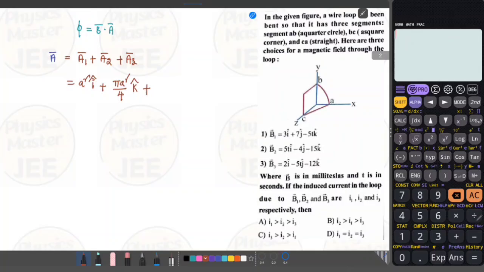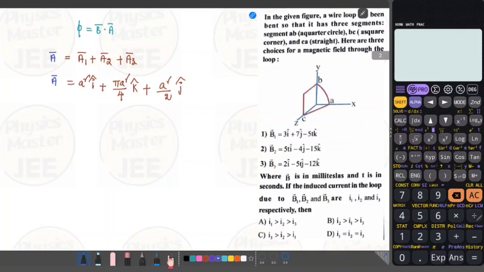So this A3 can be written as, A3 is the area of this triangle, right? That area can be written as half into base into height, which is nothing but A square by 2, and that will be along j cap. So this is the area A bar, the whole area, right? Now you know for the magnetic field there are choices B1, B2, B3.